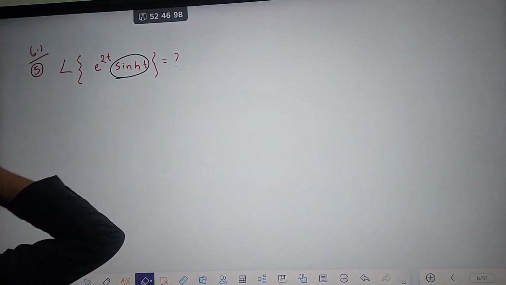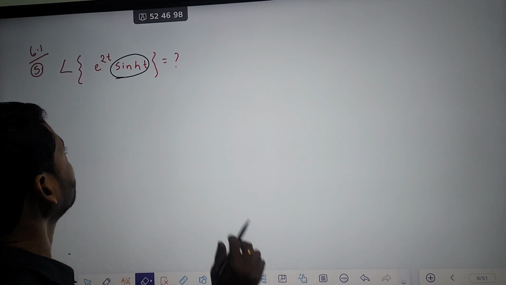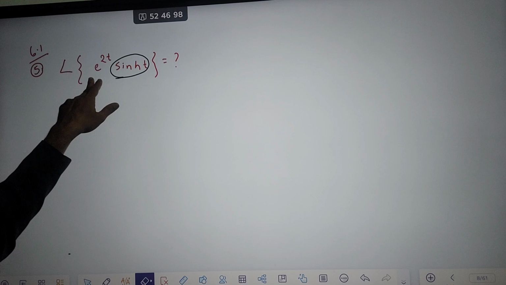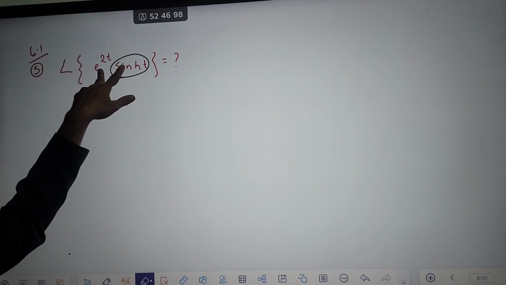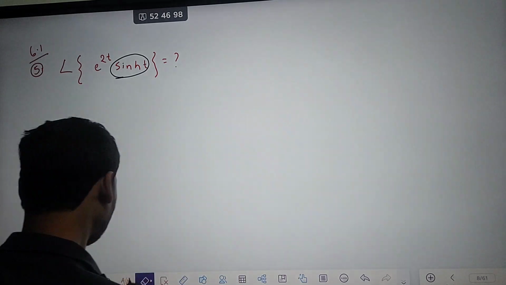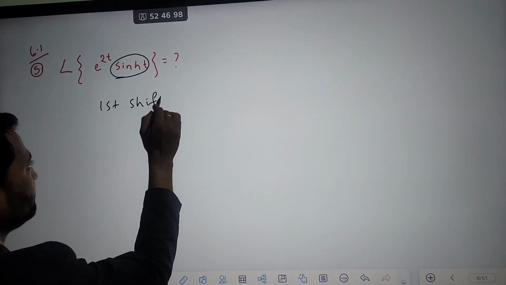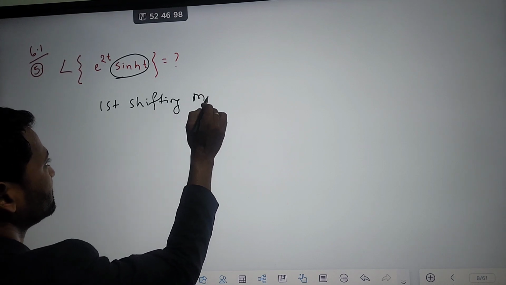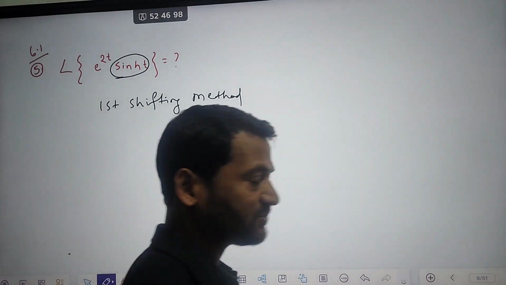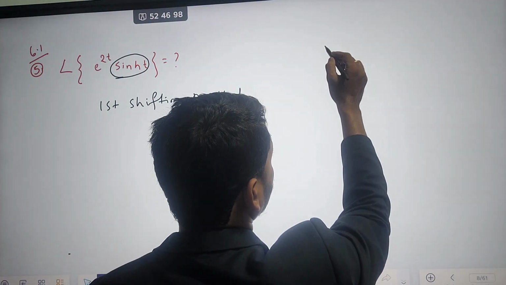So now question number 5, exercise 6.1, we'll find out Laplace of e to the power 2t into sin ht. If you are getting this type of question, like e to the power at into some function, then you will apply the first shifting theorem. So what is the first shifting method? I have already explained it in my previous class, but I am saying it again briefly.